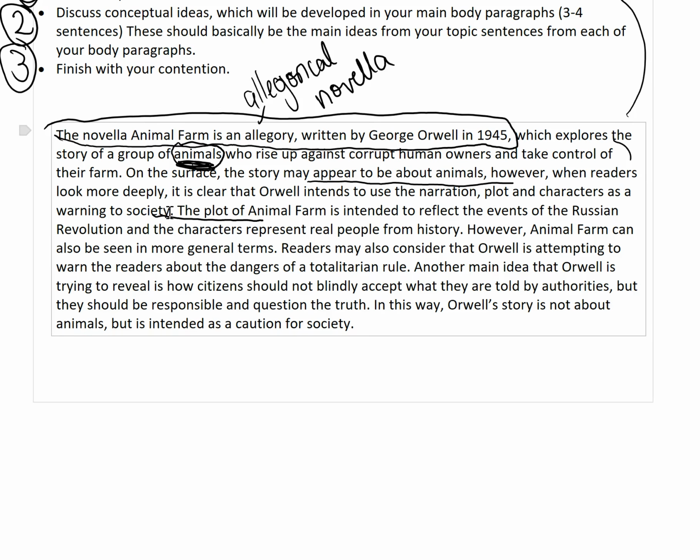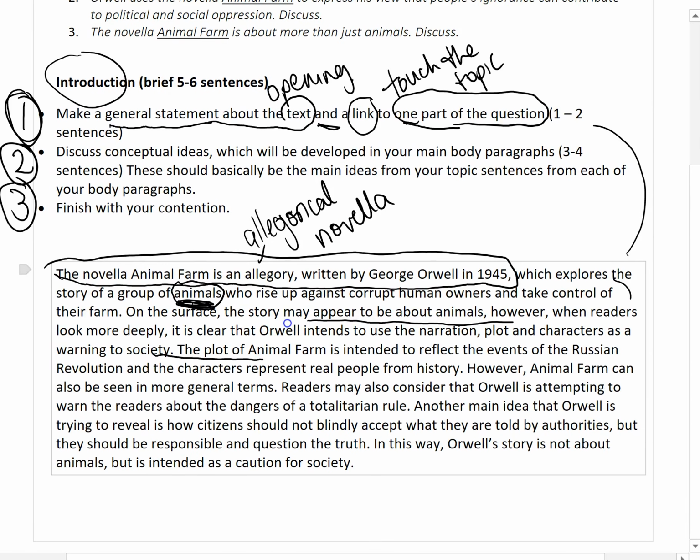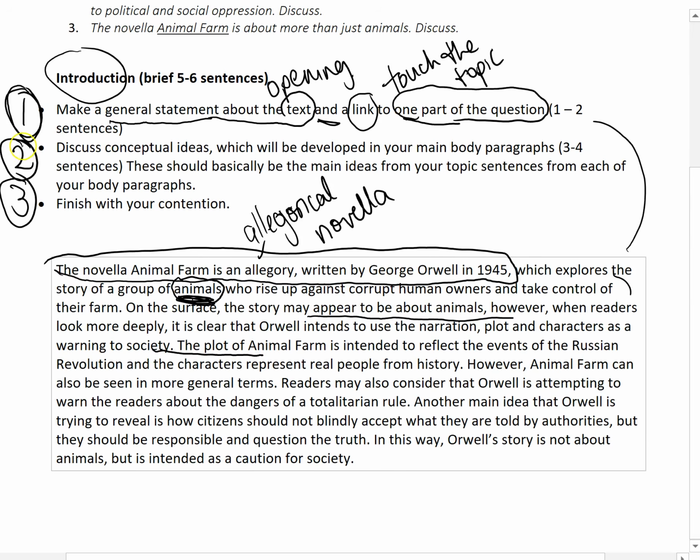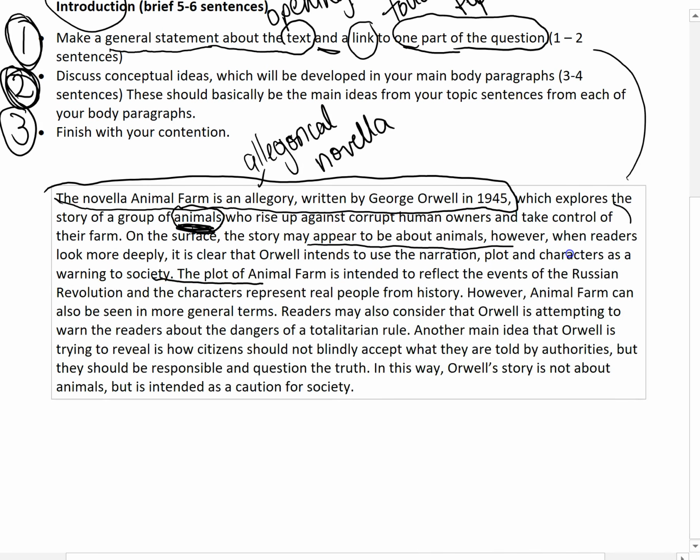The second thing that we should always do. Okay, number 2, what we should always do is you should put your 3 main points. Remember, we came up with 1 main contention and 3 main points. We should put those 3 main points into your introduction. So here we have point 1.